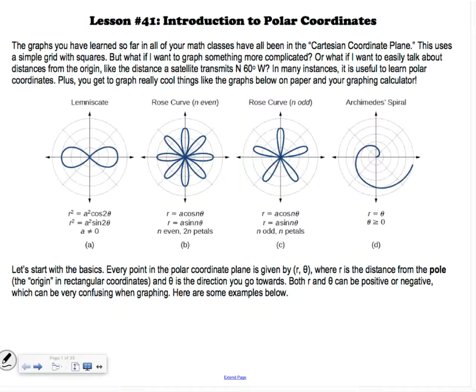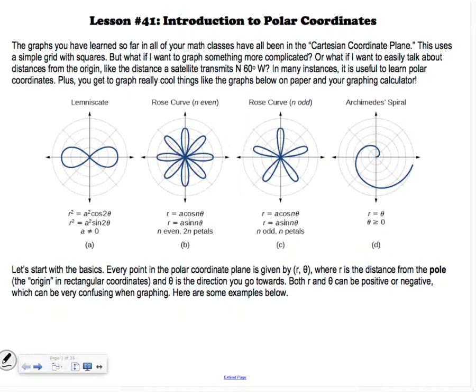All right, so we're going to start with the basics. Before we can graph these beautiful curves, we need to know how to graph the points on these curves. Every point in the polar coordinate plane is given by r comma theta. r is the distance from the pole, so we don't call it the origin anymore, although I sometimes slip up and call it the origin. Theta is the direction that you go towards, out that distance. Both r and theta can be positive or negative, which is very confusing.